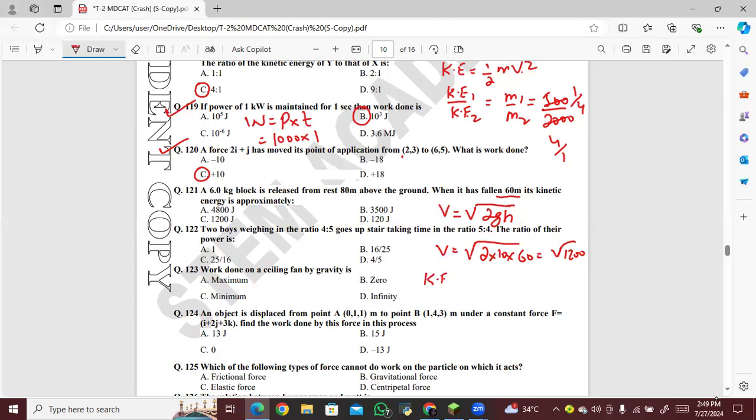And now you have to find kinetic energy. So it is 1 by 2 mv square. So 1 by 2 into 6 into root 1200 whole square. It will be cancelled. 2 3s are 6. So answer is 3600 joule. That is option B.